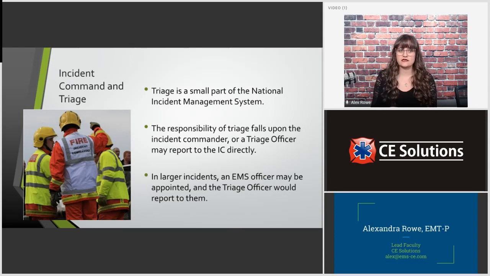Now, in larger incidents, an EMS officer may be appointed. So there's a specific person who has this job duty, and then the triage officer would actually report to them. So that's usually during much larger scale events. And don't be surprised that, if you were to travel somewhere to assist with, say, hurricane relief or anything else, the main service in that area may actually ask you to prove your NIMS training.